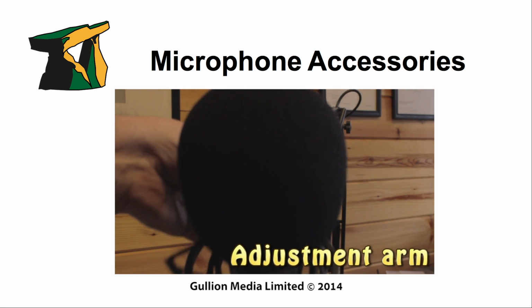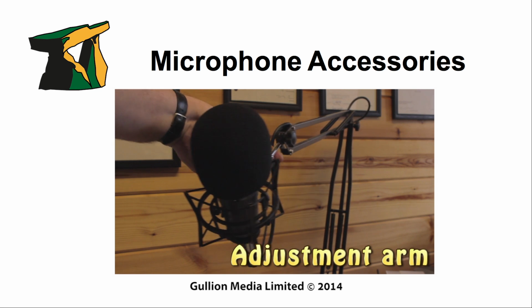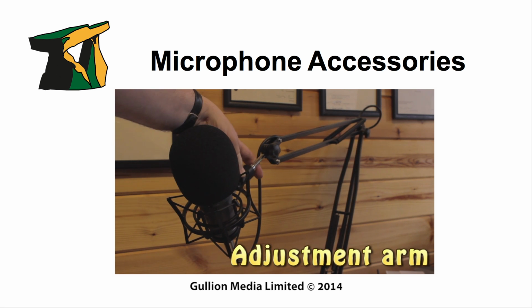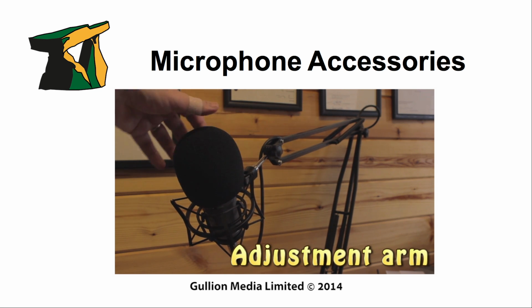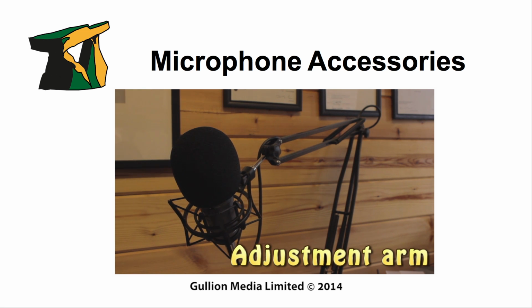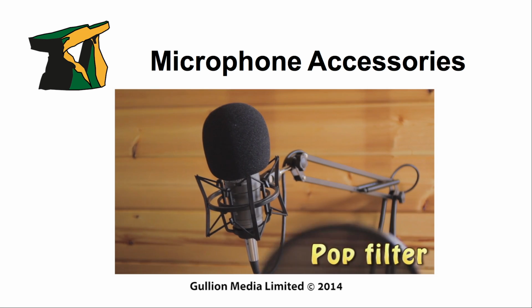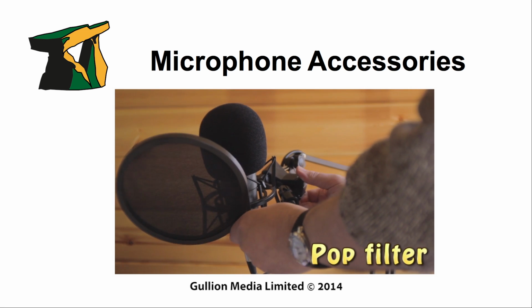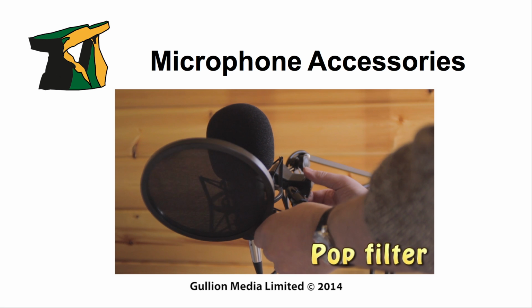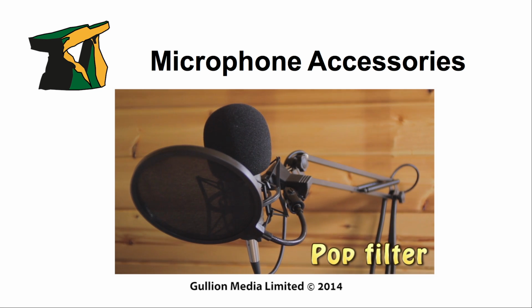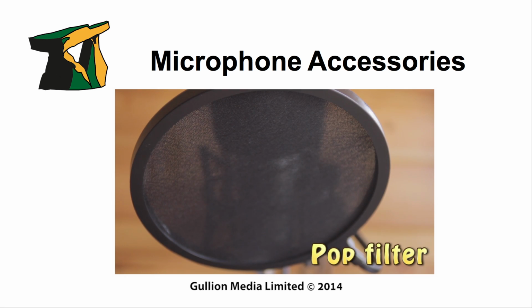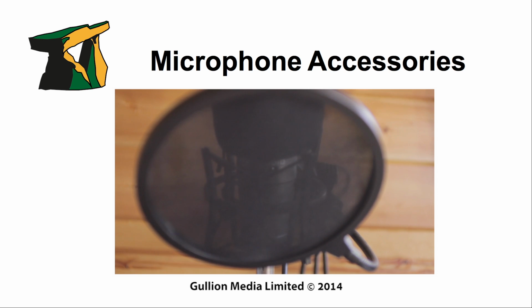An adjustment arm can be convenient for holding a vocal microphone when recording voiceovers. They are easily manoeuvred, but again care needs to be taken to correctly position the arm before recording, as the springs can add vibration. The pop filter is used in front of the microphone to help prevent distortion created when B's and P's are vocalized, creating a popping sound when the air hits the microphone at speed.